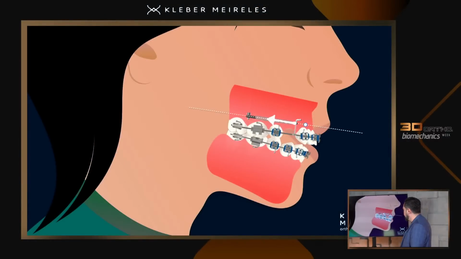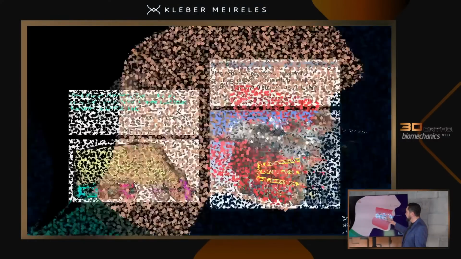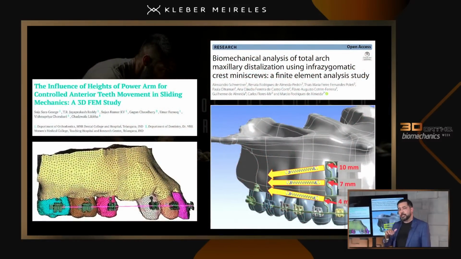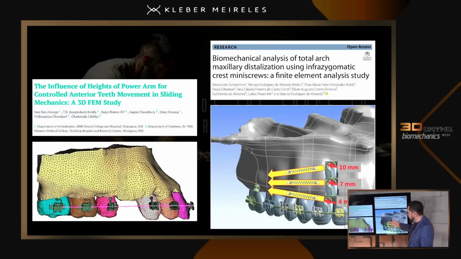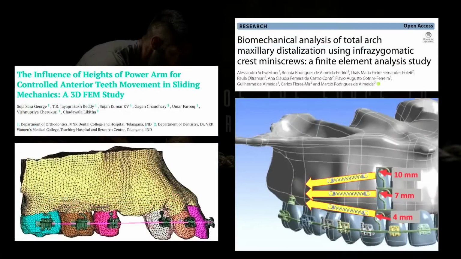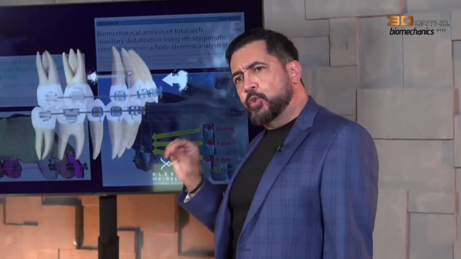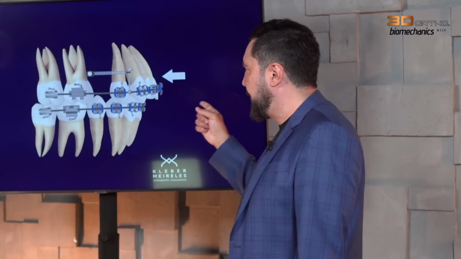You want to distalize an upper arch by using the line of action of the force at the center of resistance of the anterior teeth. We know that, on average, the center of resistance of the anterior teeth is approximately 10 millimeters high in relation to the center of the crown of the anterior teeth. And if we do that, we are trying to do a translatory movement, a bodily movement. Bodily movement is what we aim at. But are we really doing that when we do this type of mechanics?